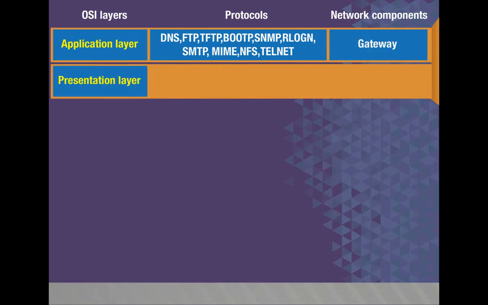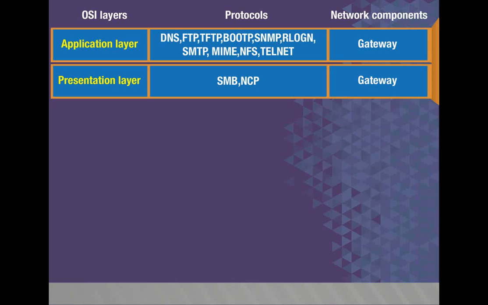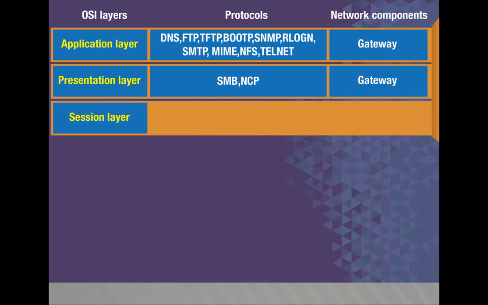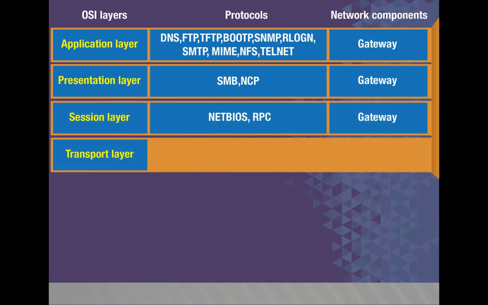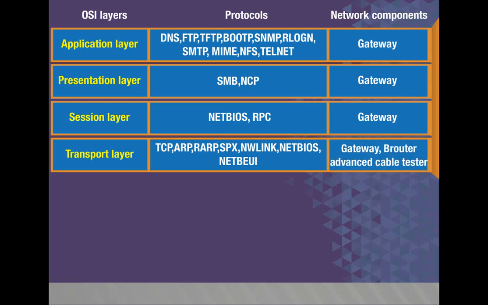Presentation layer: SMB, NCP, Gateway. Session layer: NetBIOS, RPC, Gateway. Transport layer: TCP, ARP, RARP, SPX, NW-Link, NetBIOS, NetBEUI. Gateway, B router, advanced cable tester.